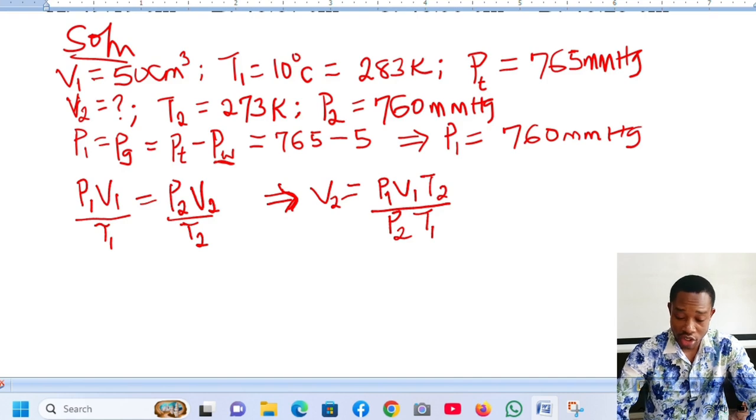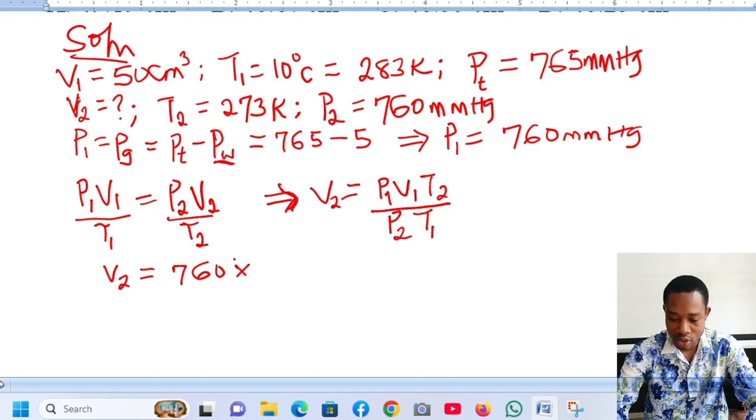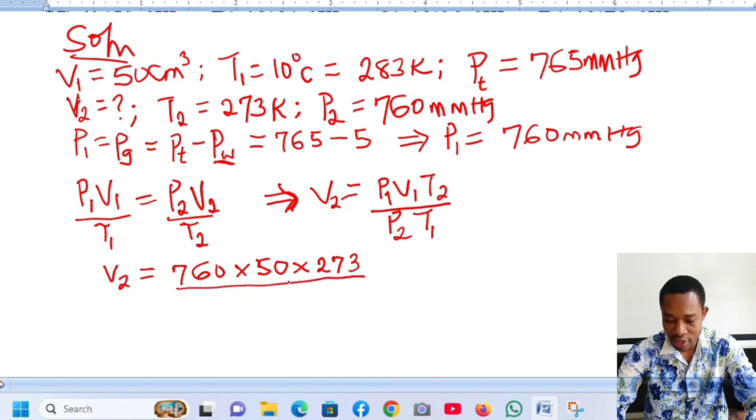If I do the substitution, the final volume V2 is going to be equal to our initial pressure of the gas, which is 760, multiplied by V1. Our V1 is 50 cubic cm. We are multiplying by T2. The T2 is 273 Kelvin, and this is going to be divided by P2.